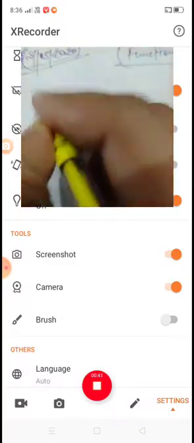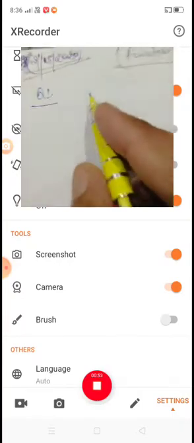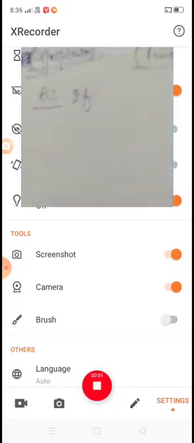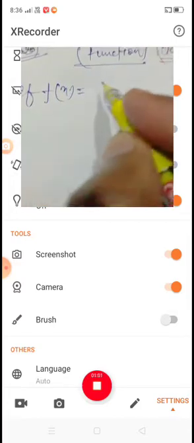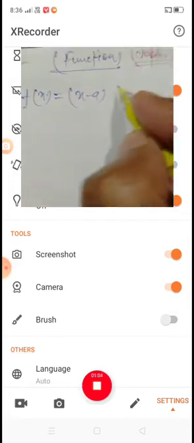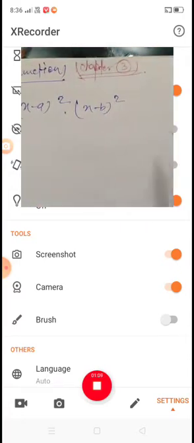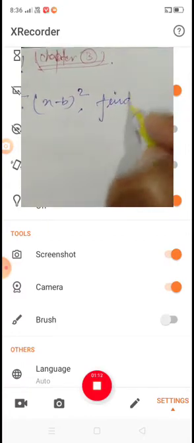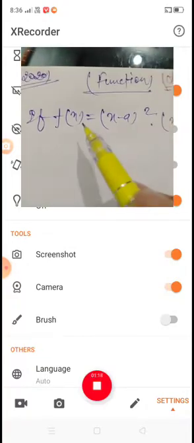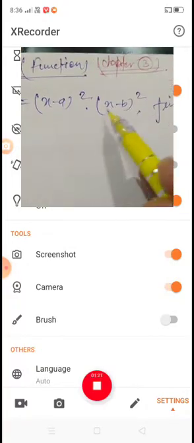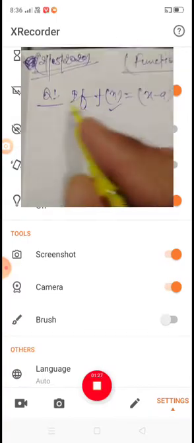Let's take a question. If f of x is equal to (x minus a) whole square into (x minus b) whole square, find f of a plus b. If f of x is defined by (x minus a) whole square into (x minus b) whole square, find the value of f of a plus b. Let's solve it.